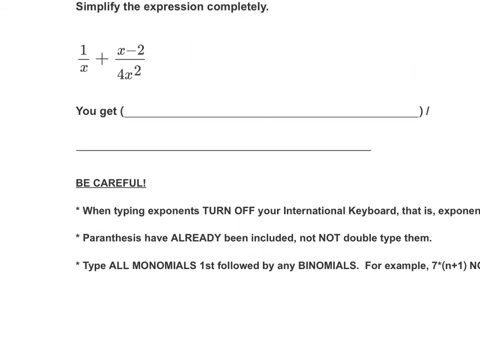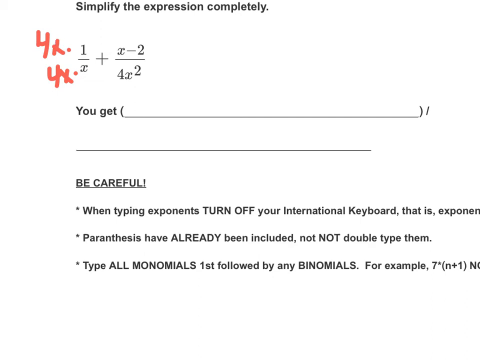This is an example of addition. It works very similar to subtraction. The problem with this one is the denominators are not the same, so you need to make the bottoms look identical. The larger denominator here is this 4x squared. It's kind of the most involved one. Can I make this guy look like 4x squared? Sure. How do I make the x become a 4x squared? Well, I just multiply it by 4 times x. And if you do it to the bottom, you have to do it to the top.